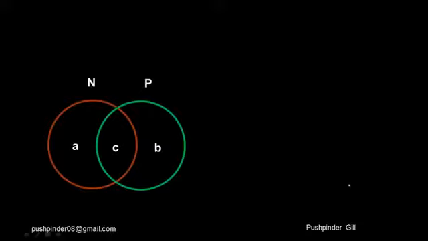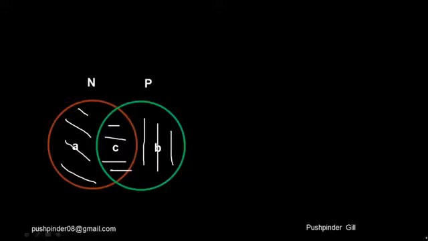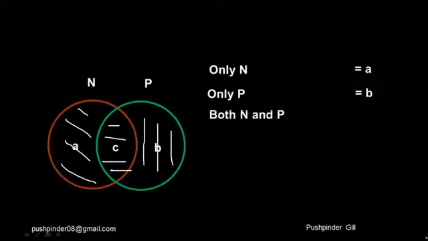Let me denote these areas by A, B and C. A is what this whole area is denoting, B is what this whole area is denoting, and C is what this whole area is denoting. If you want to calculate how many people have only notebooks, that will be denoted by A. If you want to know how many people have only pencils, that will be denoted by B. How many people have both notebook and pencil will be denoted by C.